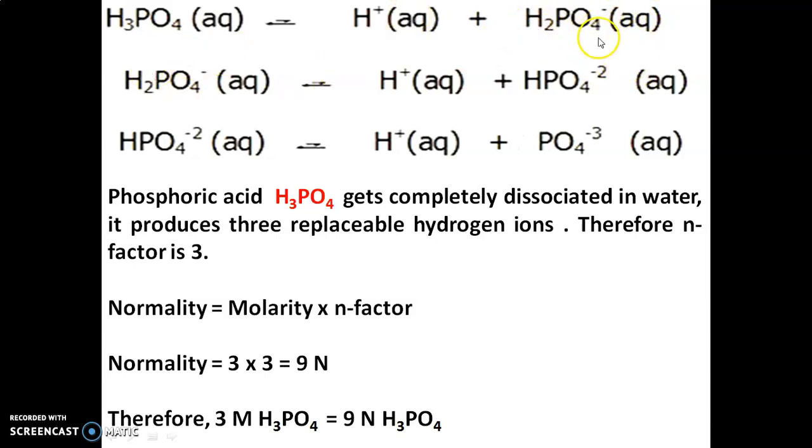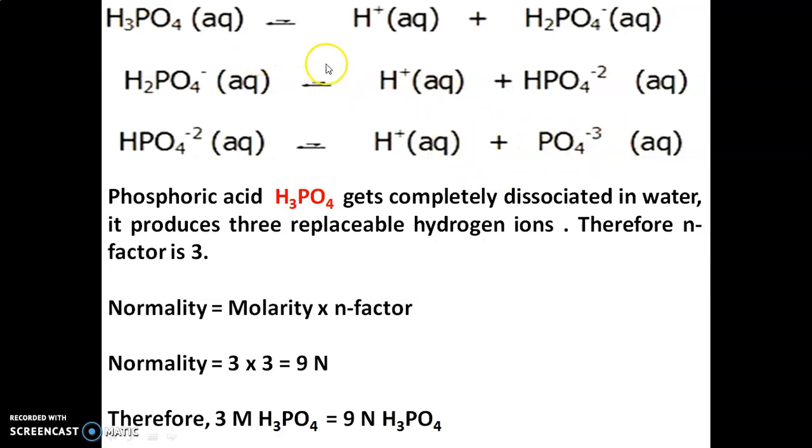This H2PO4 minus undergoes ionization and forms H plus, that is in the aqueous solution, plus HPO4 2 minus, that is in the aqueous solution. In the third step or in the final step, this HPO4 2 minus again undergoes ionization and forms H plus, that is in the aqueous solution, plus PO4 3 minus. Okay, this is the final step.